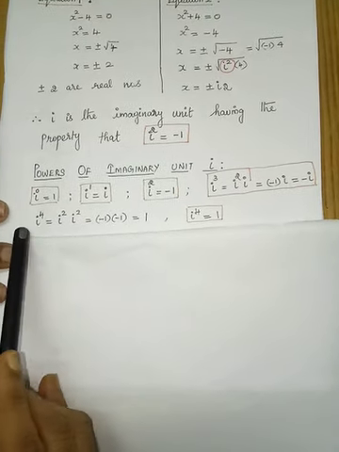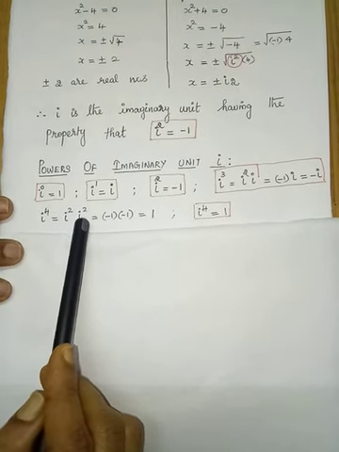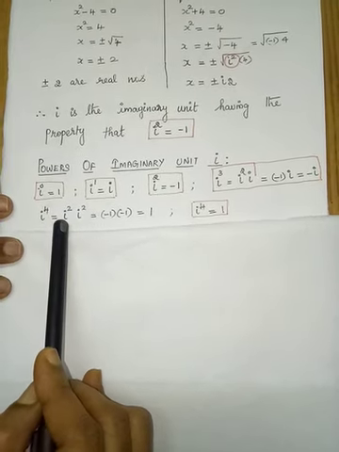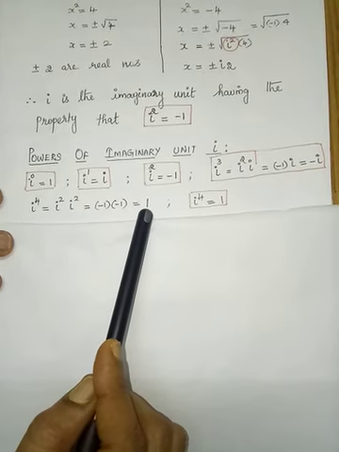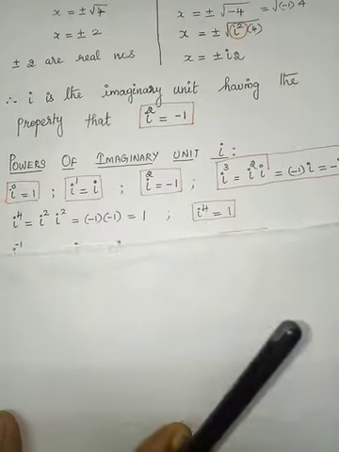Next one, i power 4. How will it be written? i squared into i squared. What is i squared? Minus 1 into minus 1, that is equal to 1. So i power 4 is equal to 1.